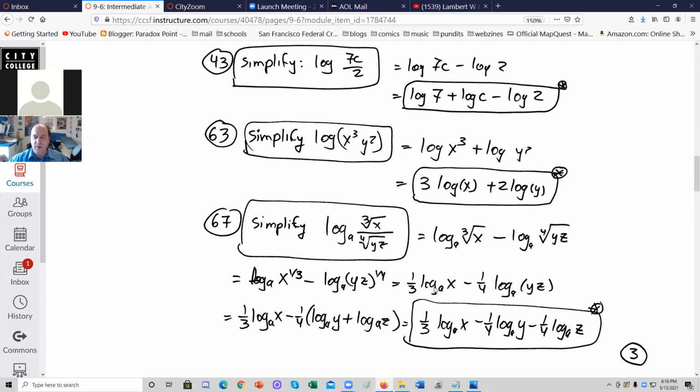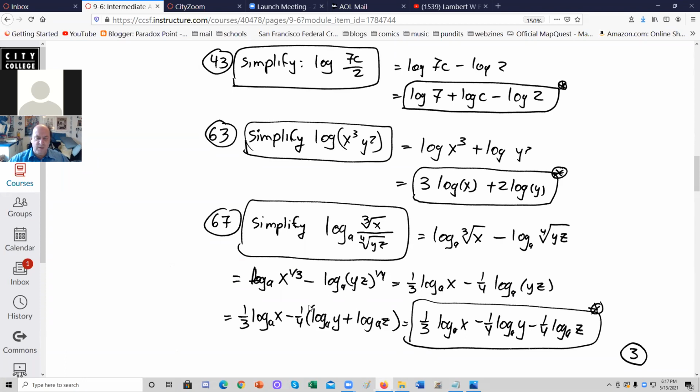The powers become multiples of the logarithm: 1/3 log base a of x minus 1/4 log base a of yz. Now here comes something a little bit tricky. Here we have a logarithm of a product, so this will be a sum of logarithms. So 1/3 log base a of x minus 1/4 log base a of y plus log base a of z.